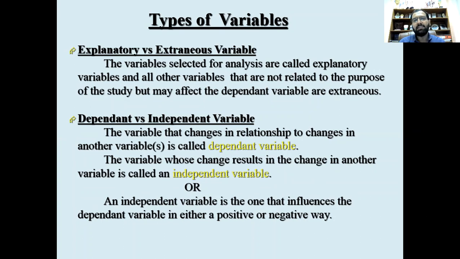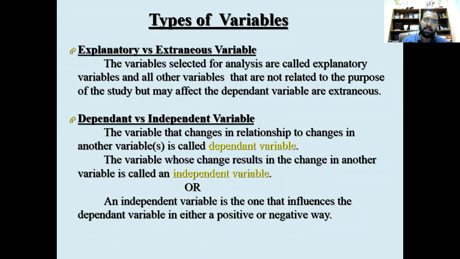Explanatory versus extraneous variables. The variables selected for analysis are called explanatory variables. So whatever variables you select in your study are called the explanatory variables. And all other variables that are not directly related to the purpose of the study, but may affect the dependent variable, are extraneous variables.